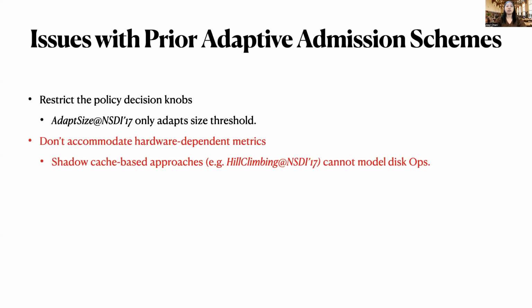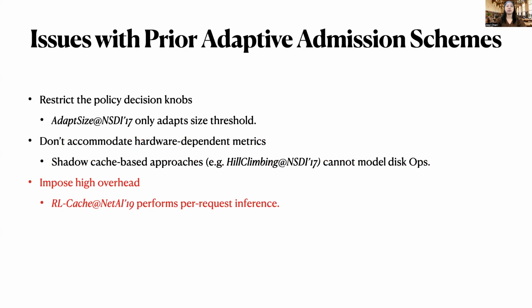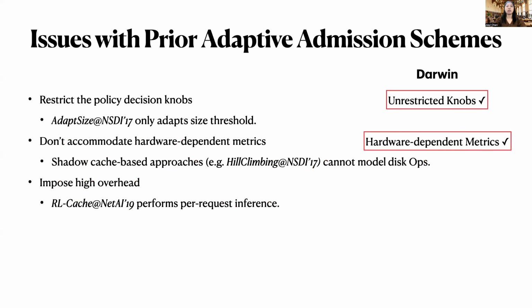Secondly, these approaches have generally struggled to accommodate hardware-dependent metrics. Methods like hill climbing, which use shadow caches to simulate performance metrics like hit rates, cannot accurately simulate hardware-dependent metrics such as disk ops due to the complexity of modeling heterogeneous hardware behaviors. The last issue is the high overhead. For example, RL-Cache makes predictions per request, which is significantly expensive. This is where Darwin comes in, a solution that adapts unrestricted knobs and accommodates hardware-dependent metrics with low overhead.